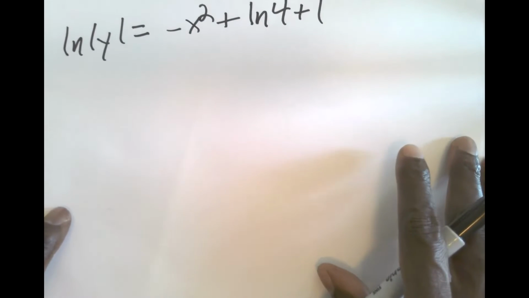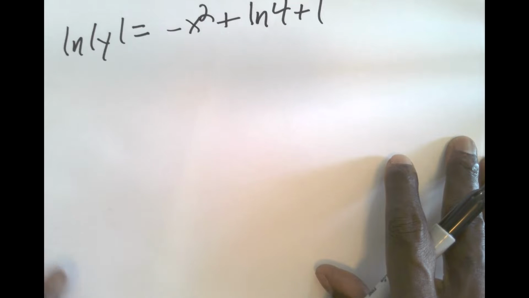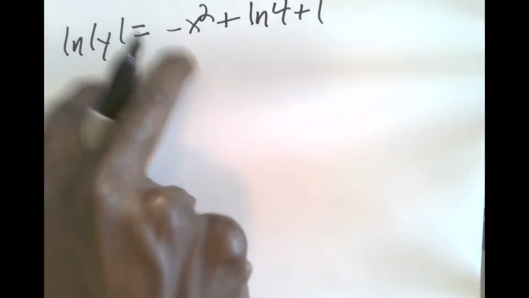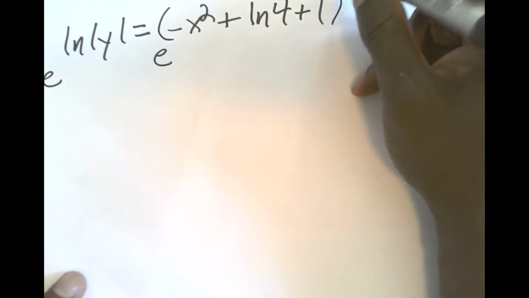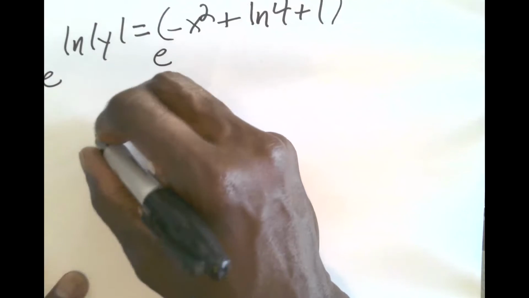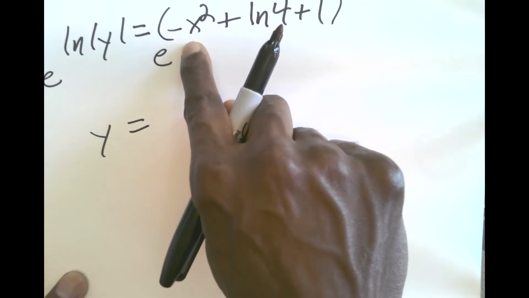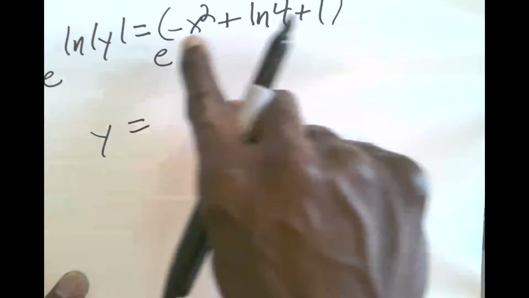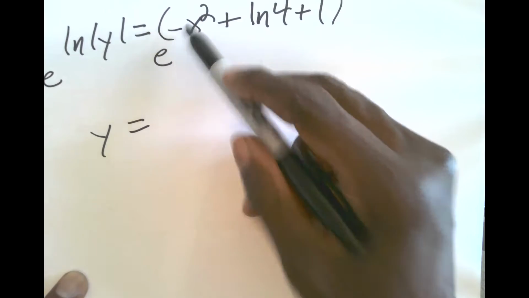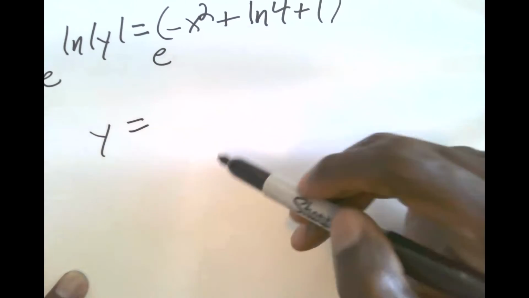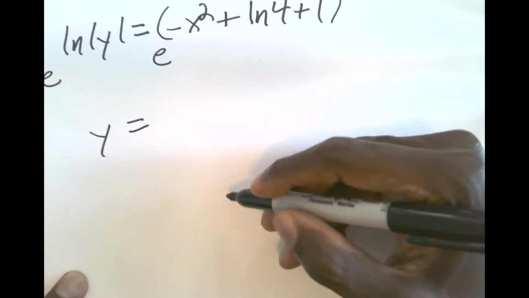All right, so now let's exponentiate and solve for y. So we're going to make these exponents of e. So e here and e to all of this junk here. Of course, e to the ln y is going to be y. Now, again, these exponents are being added, and so it's like each of these are being multiplied, meaning e to the negative x squared times e to the ln 4 times e to the 1.